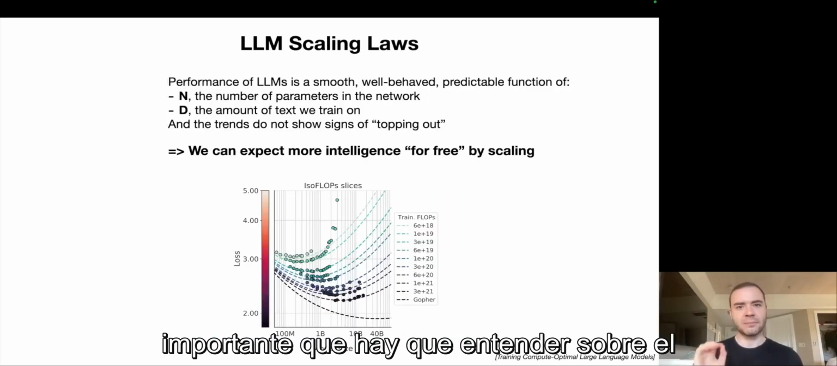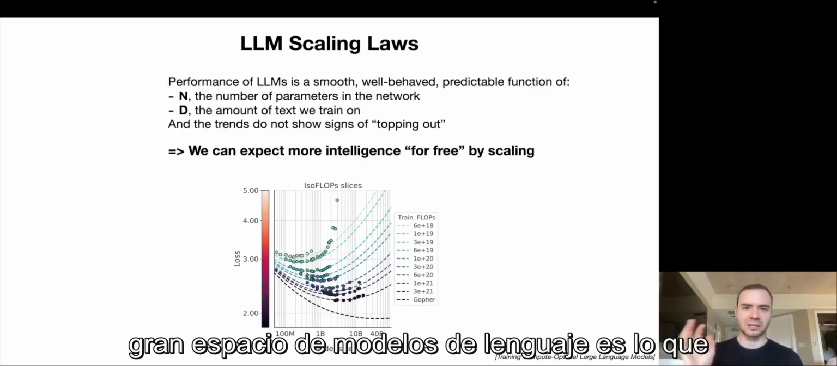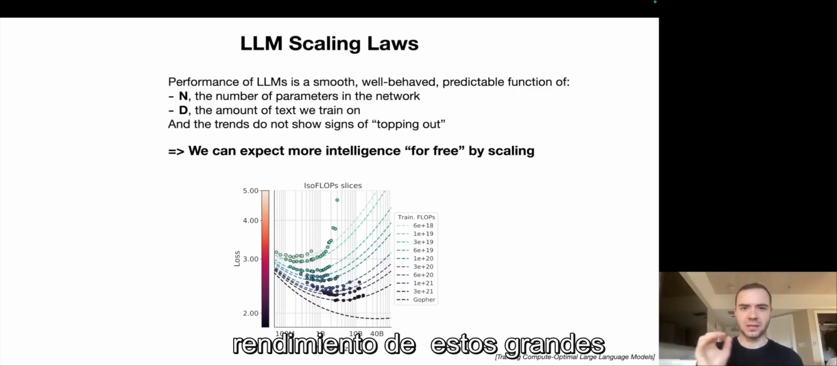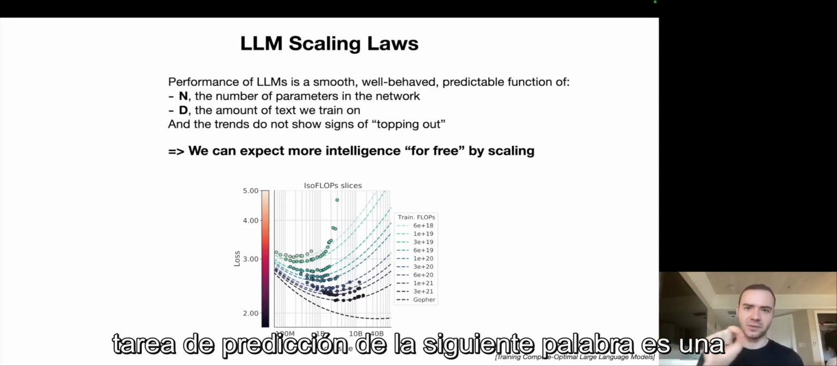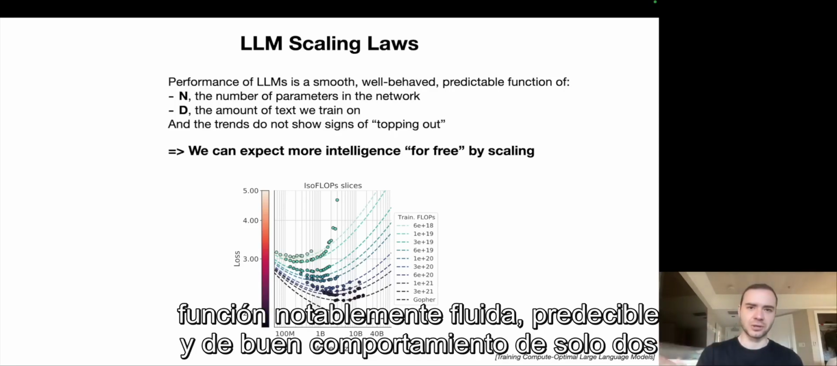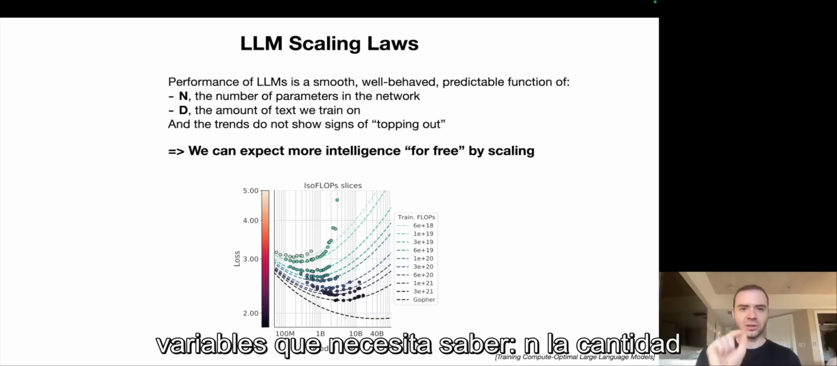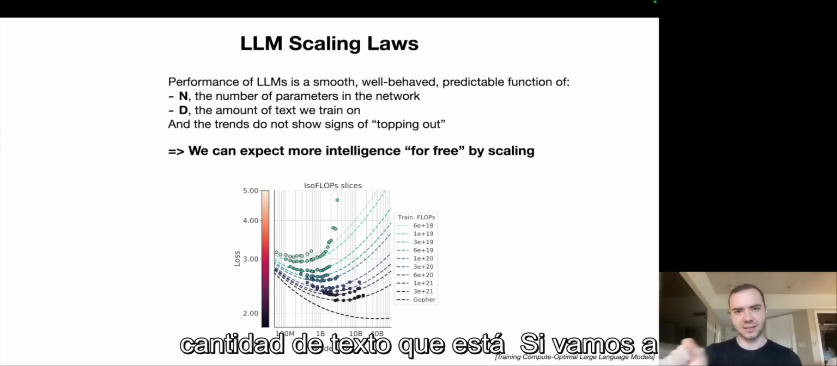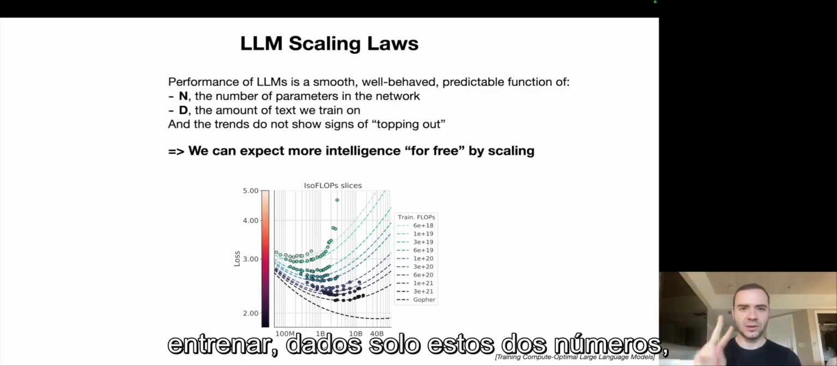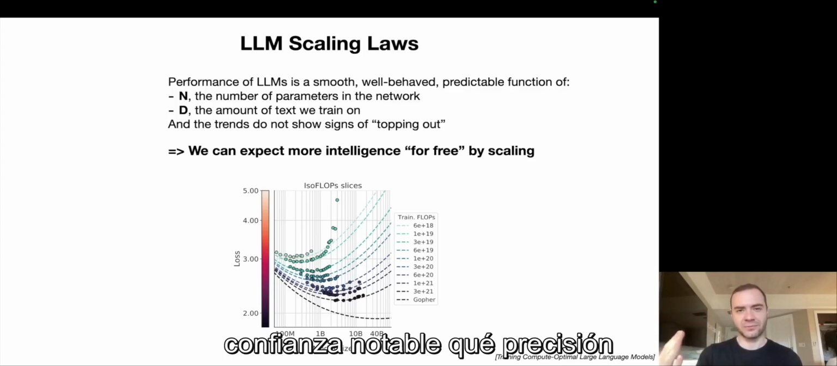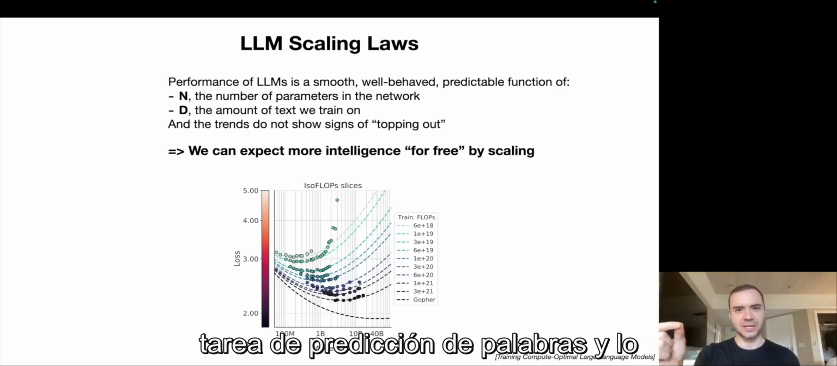The first very important thing to understand about the large language model space are what we call scaling laws. It turns out that the performance of these large language models in terms of the accuracy of the next word prediction task is a remarkably smooth, well-behaved, and predictable function of only two variables. You need to know N, the number of parameters in the network, and D, the amount of text that you're going to train on. Given only these two numbers, we can predict to a remarkable accuracy, with a remarkable confidence, what accuracy you're going to achieve on your next word prediction task.